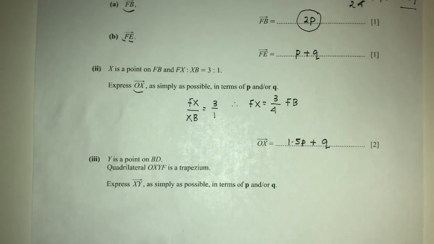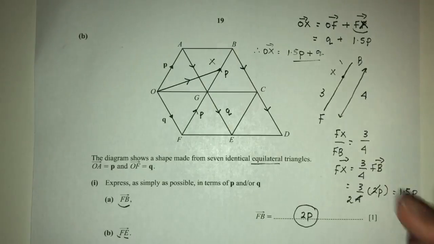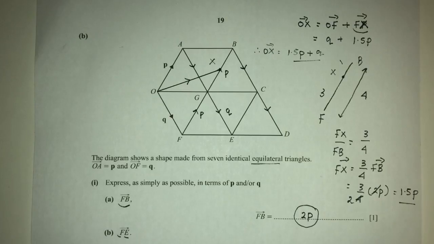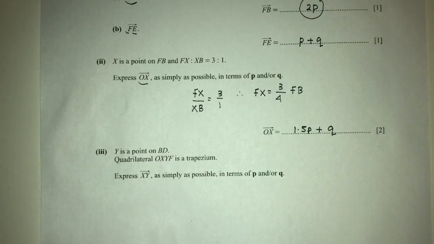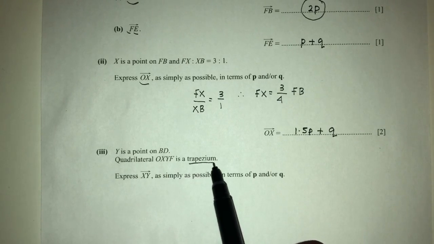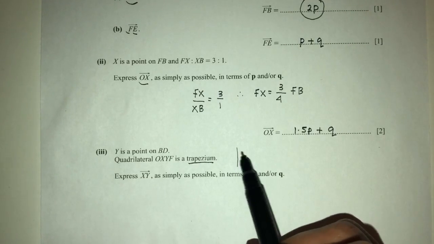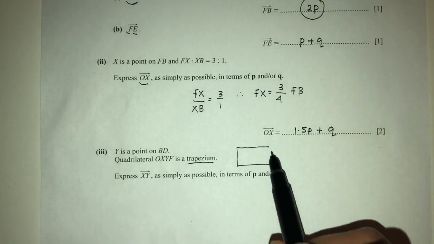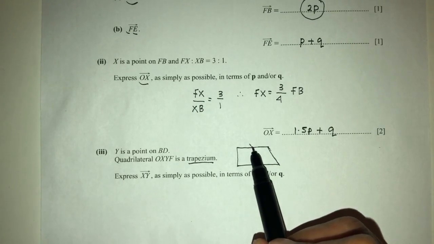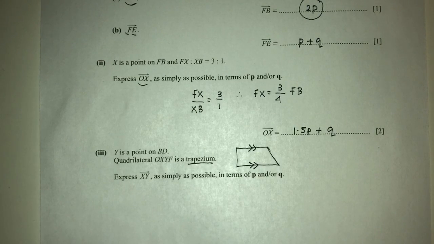Now for part 3, we have a point y that we don't know on BD. Okay, so this is BD, right? So y is somewhere on that line. Now we say it gives us a quad. OXYF is a trapezium. Okay, so what do you guys know about trapezium? So trapezium, we know that it has this height and it must have a shape like this with two sides which are parallel.